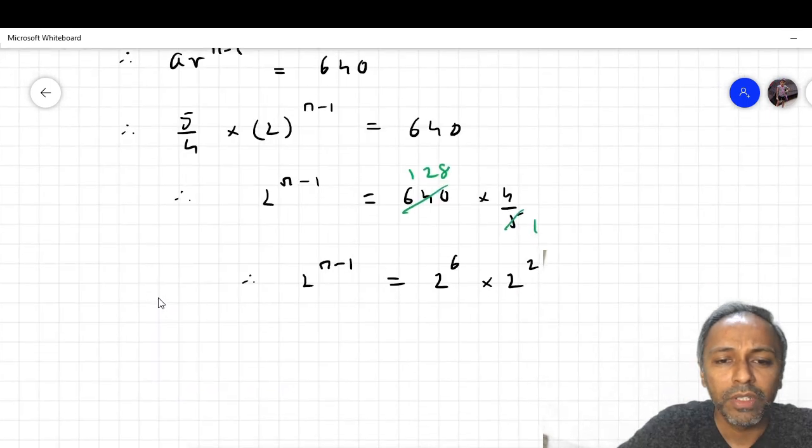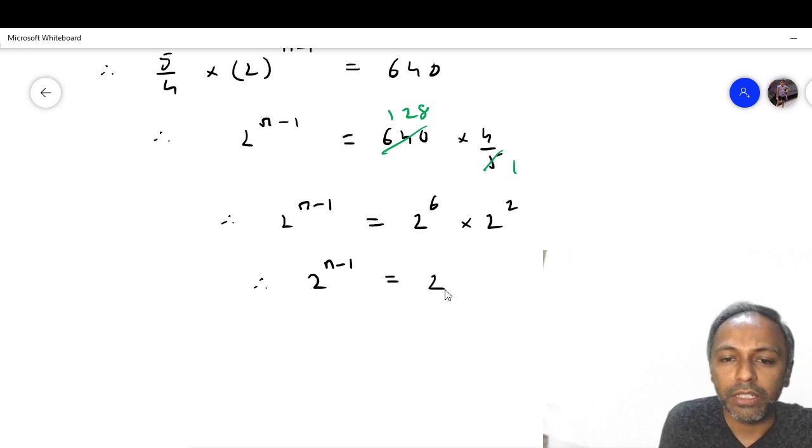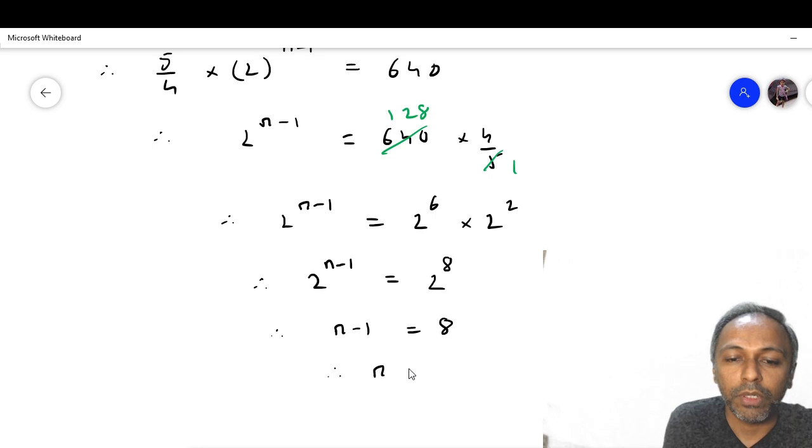As left hand side you have exponential form, that is indices form. That's why we have picked up 2 in the right hand side. So 6 plus 2 will become 8. Don't multiply the powers, add them. Therefore N minus 1 equal to 8. Therefore N is equal to 9.